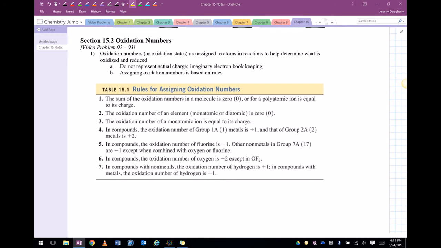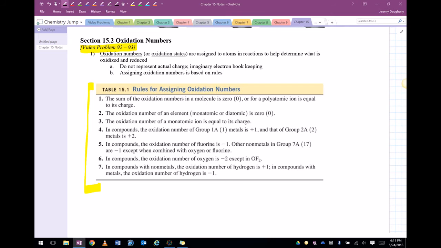Section 15.2, oxidation numbers. Video problems 92 and 93. Honestly, take a look at these rules and then just go on over to the video problems. I'm going to keep yakking, but you're probably better off just going on over. All right, so let's take a look at this.